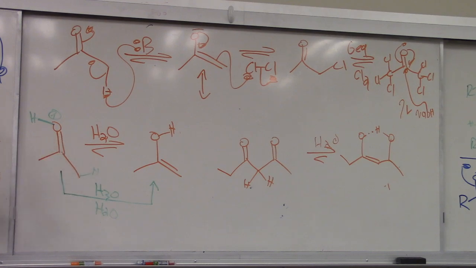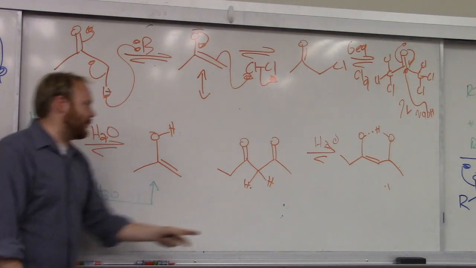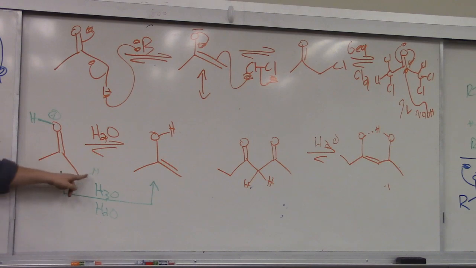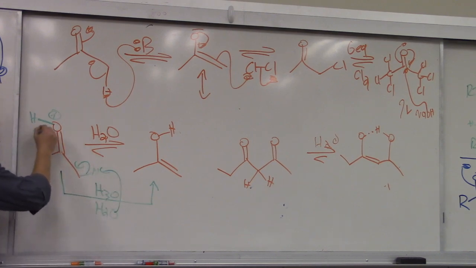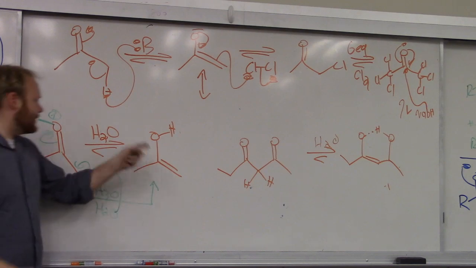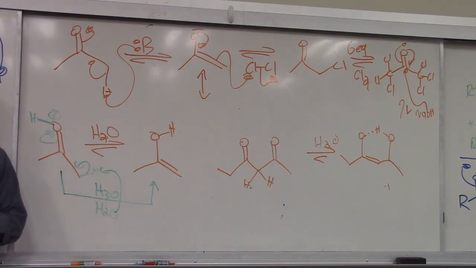So it's really the same idea. The way this favors the enol form is when this is protonated, we're making this more acidic, so water can grab this and form the enol tautomer. So under acidic conditions, you can make anything your enol.